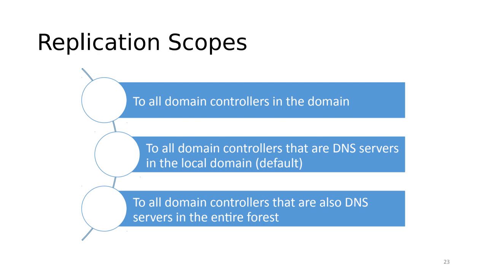So we have host, we have domain, we have forest. The last one, you are sending it to all domain controllers in the entire forest. So it takes more time, correct? The default is the one in the middle. You are sending the replication to all domain controllers that are DNS servers in the local domain.